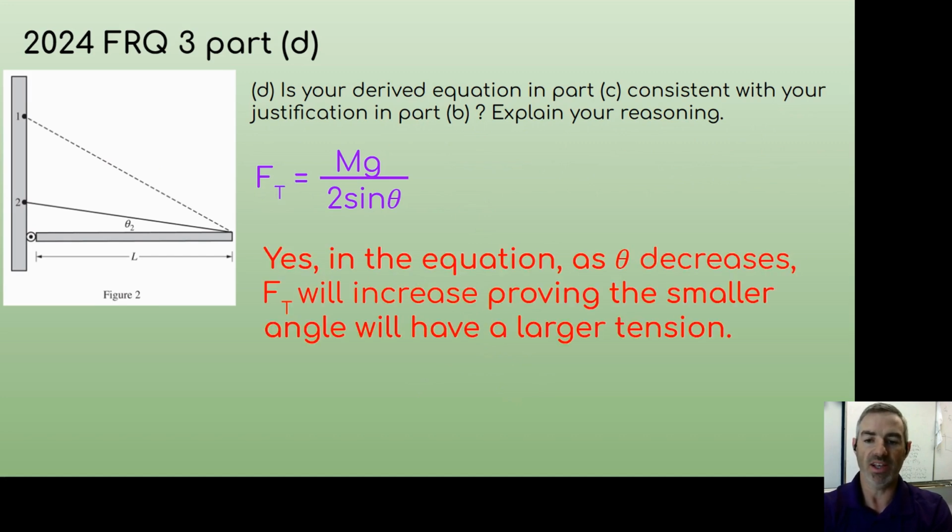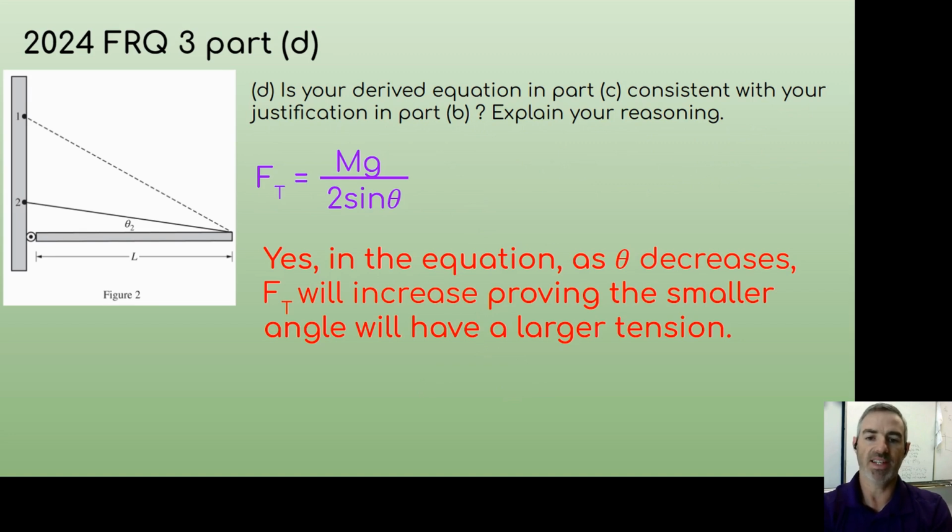So if one goes up, what happens to the other? In this case, yes, in the equation, as theta decreases, that means that sine theta is going to decrease. But when you divide by a smaller number, mg divided by a smaller number means Ft is going to get larger. So that's the functional dependence that we're looking for: sine theta is going to decrease, which means tension is going to increase. So yes, my equation backs up my reasoning back in part B without deriving equations.